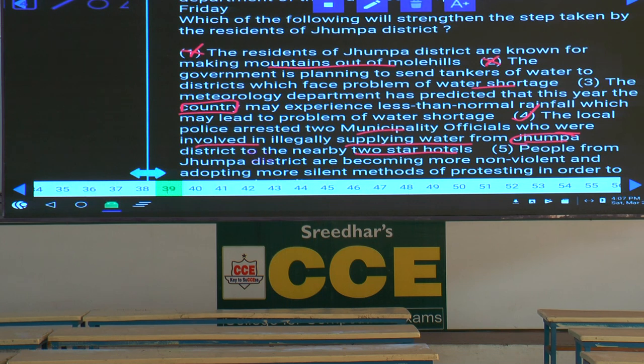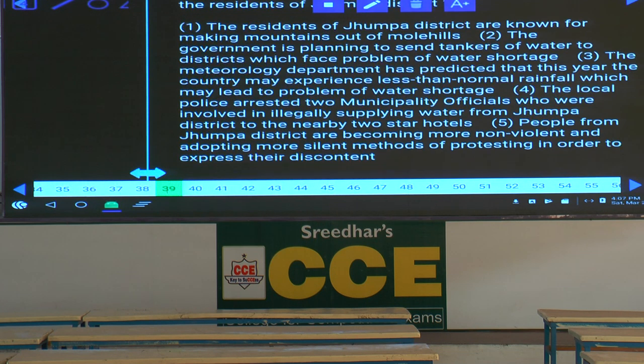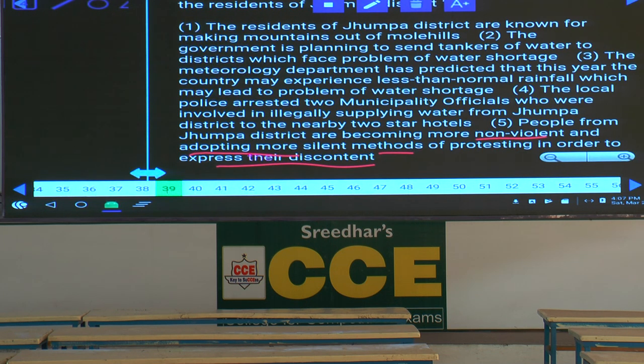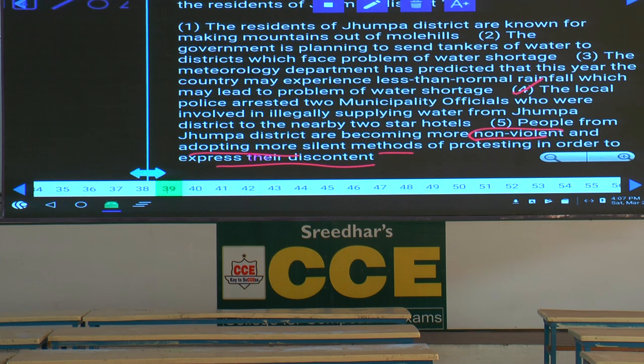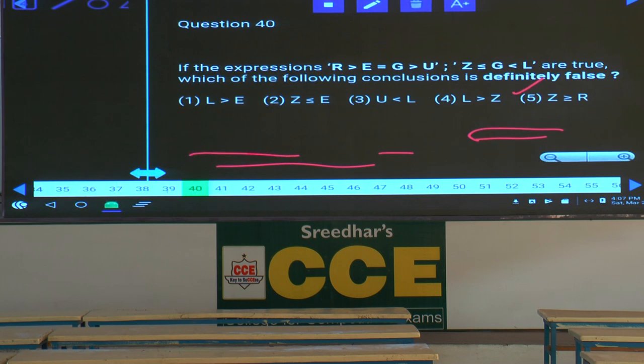But in the key it is given choice 5, so let us check choice 5. People from Jhumpa district are becoming more violent and adopting more silent methods of protesting in order to express their case. Is this the reason here? This is how they show their protest, as clearly specified. But why they are protesting, that was discussed in choice 4 itself. Hence 4 is the answer.